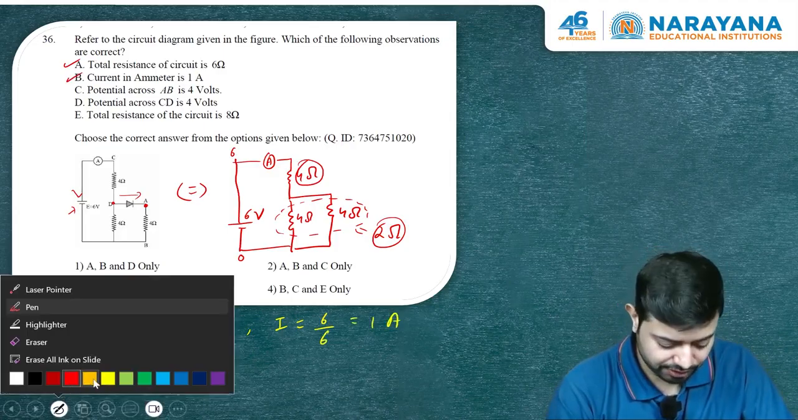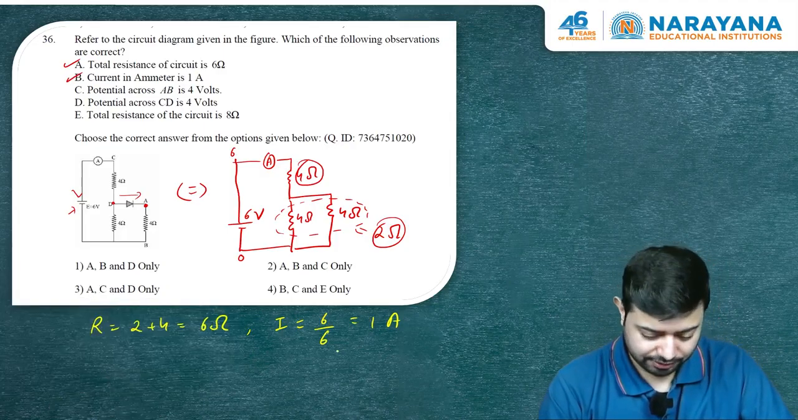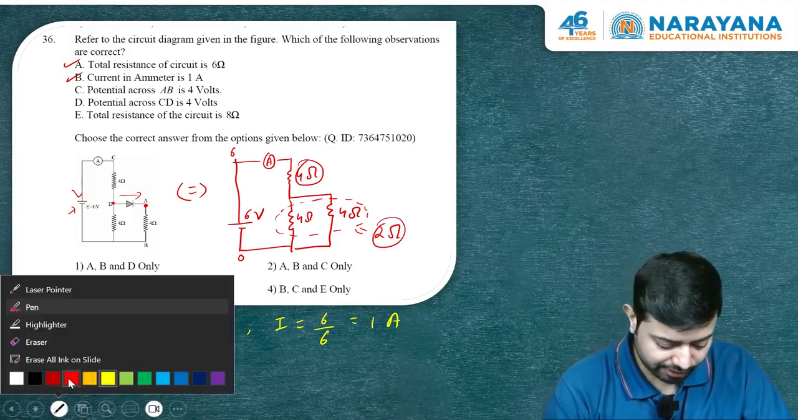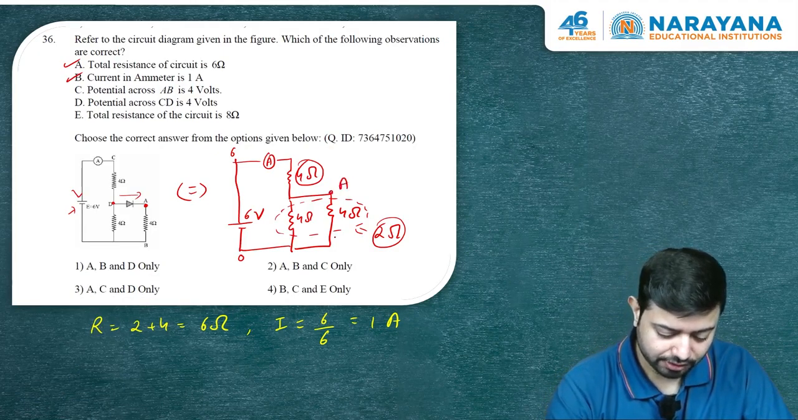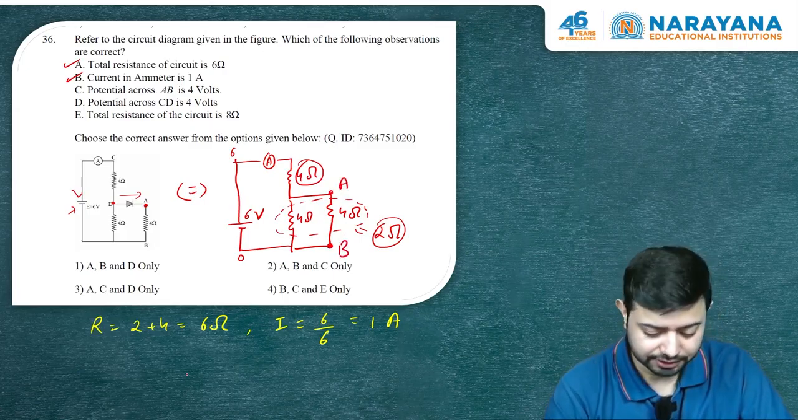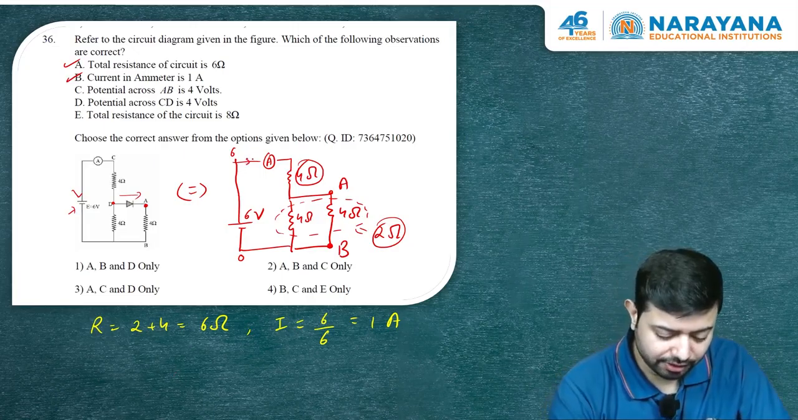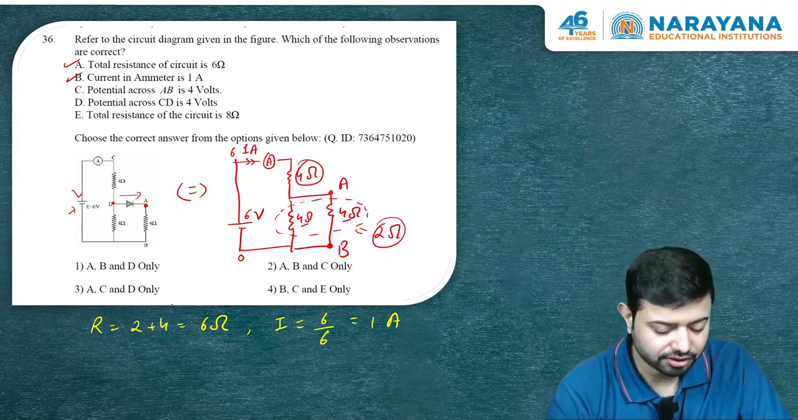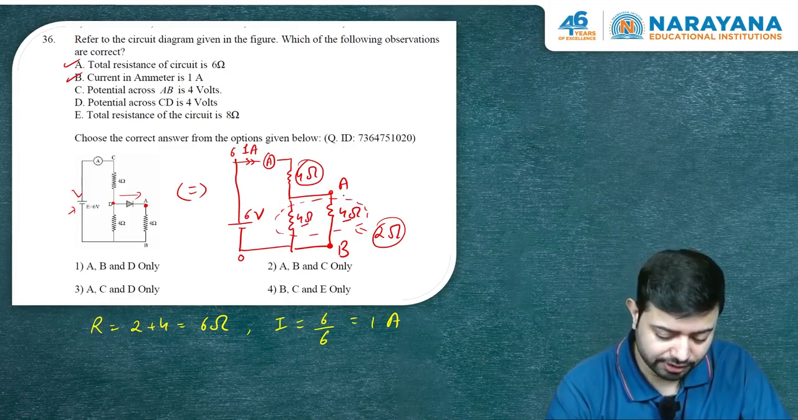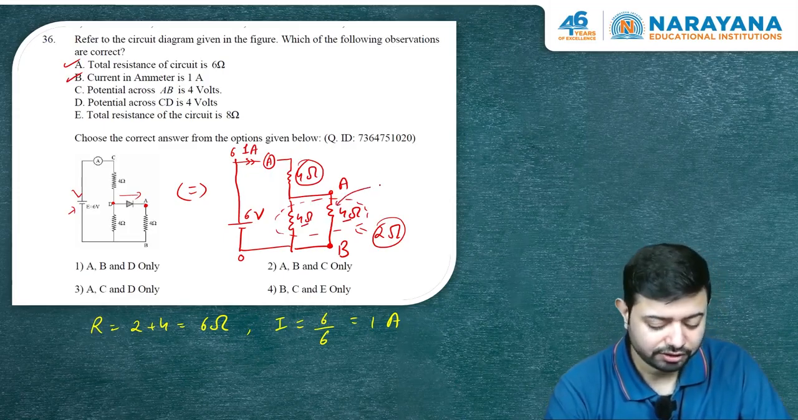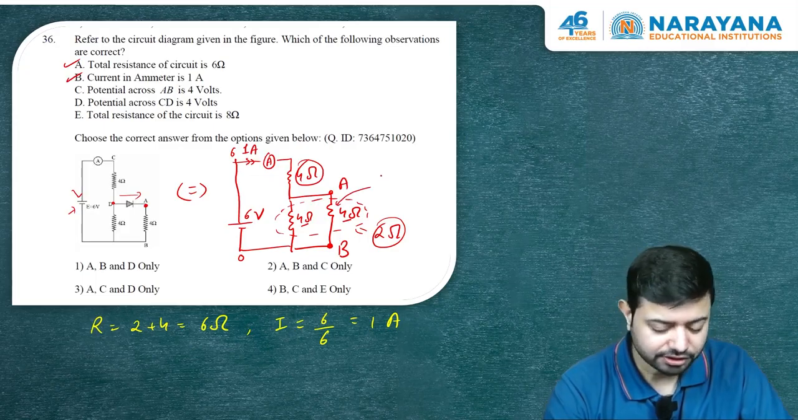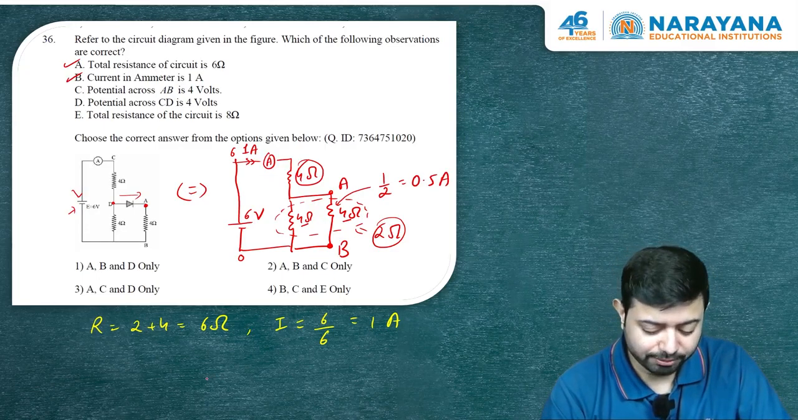Next one, what is that? Let us see. Potential across AB, right. So, where is the AB point, by the way? This is my A point and this is my B point. If you see here carefully, the current that is coming into it is how much? 1 ampere. Now, this resistance and this resistance are the same, so this 1 ampere will be divided equally. How much will be the current in this particular branch of the circuit? How much is it? 1 by 2, which is 0.5 ampere. So, 0.5 ampere is passing through 4 ohm.